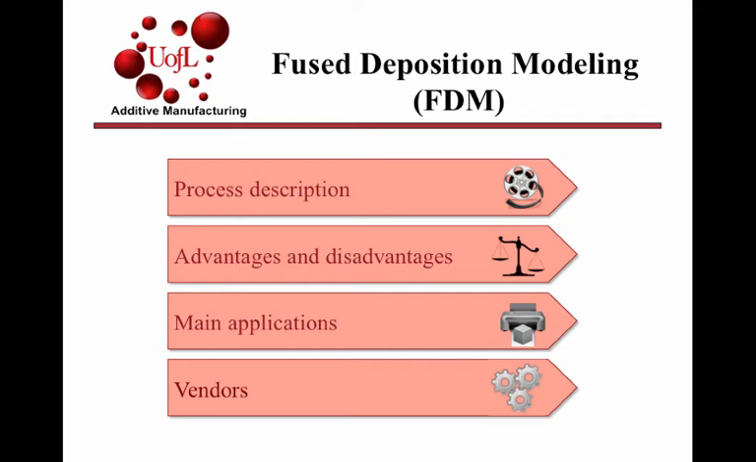In this section, we will cover two major processes. Fused deposition modeling is the first one, also known as fused filament fabrication. Here we will go through a general overview of the process, pluses and minuses related to the process, certain applications, and examples of vendors that offer machines for this and materials for this process.